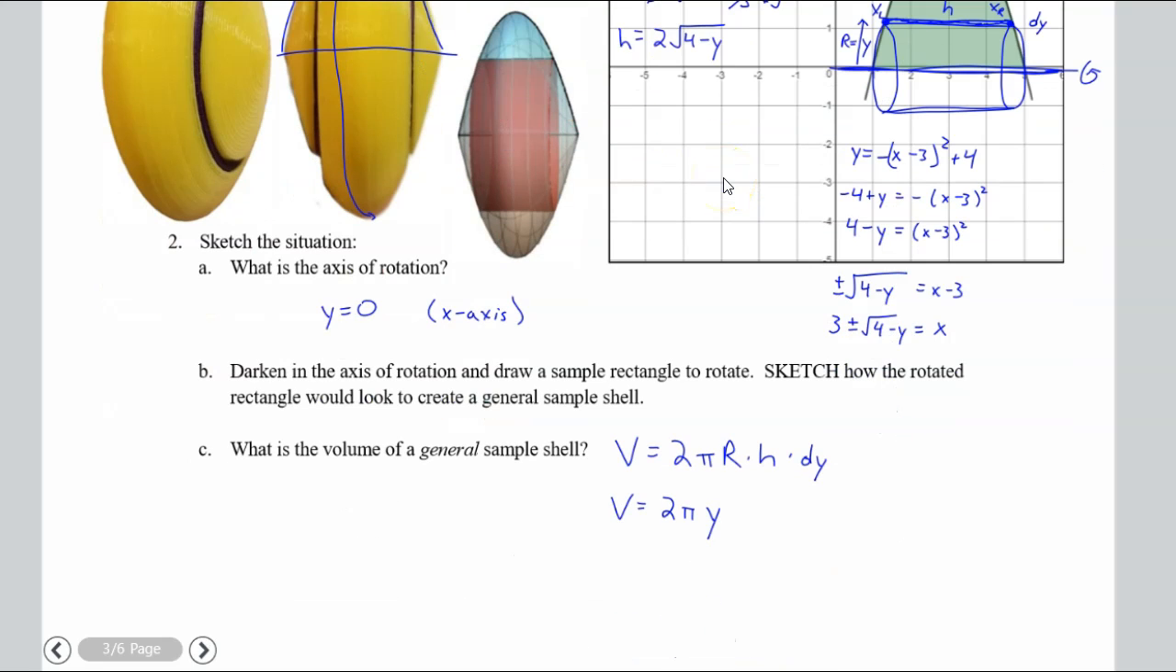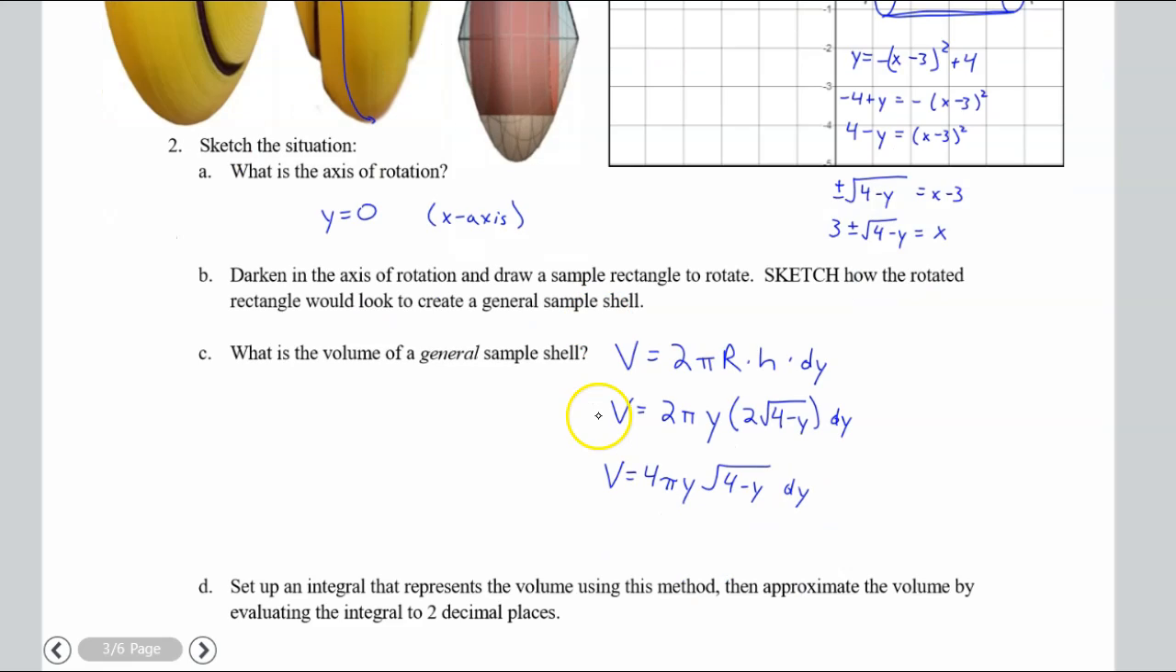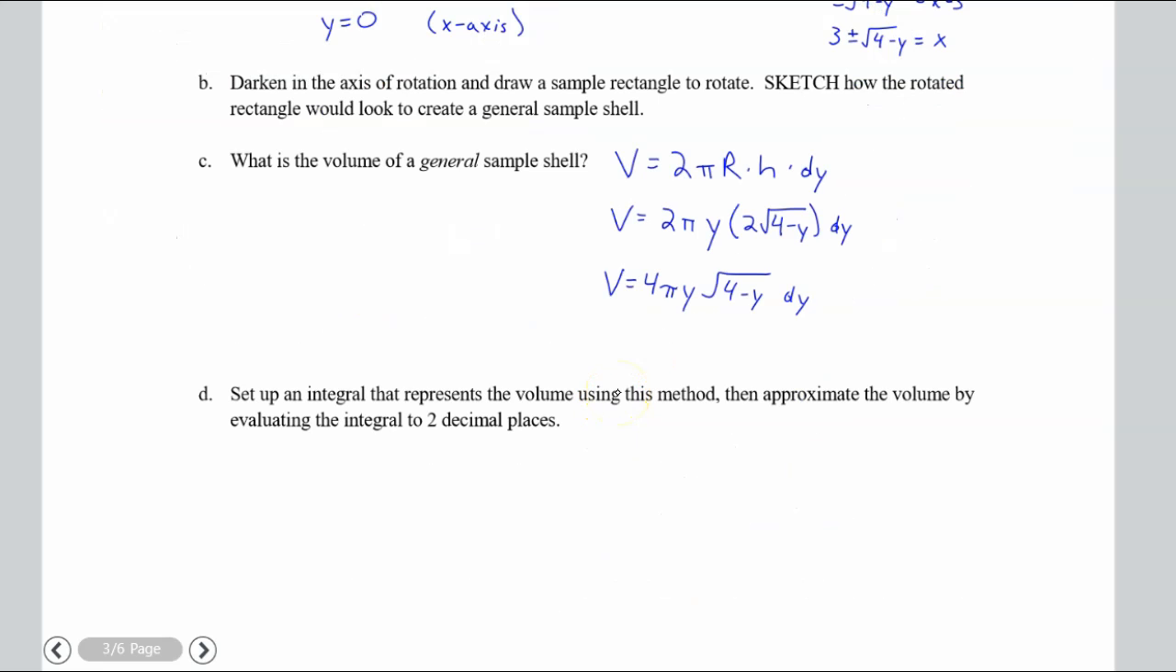So go ahead and put that down here in my sample shell. So this is going to be times 2, and I'll worry about simplifying that in a minute. So 2 square root of 4 minus y. Alright, from there if I want I can just multiply these 2 and 2, giving me 4. So we get 4 pi y times that square root of 4 minus y dy. And essentially that's what we're integrating over these values of y. So y goes from 0 up to 4. So we'll go ahead and put that in my integral and calculate that out.